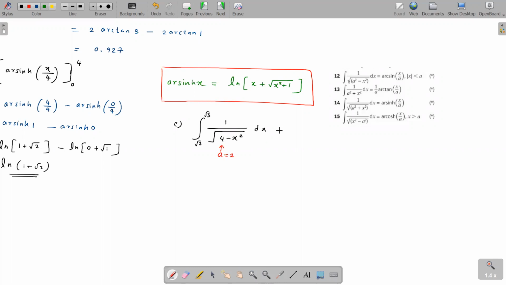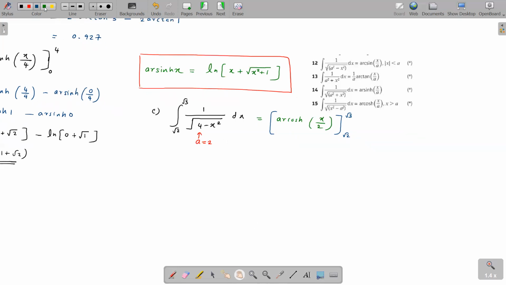Let's use the equation. So the equation is arcos x over a, where a is 2. Are you with me? And our limits are from where to where? Root 2 to root 3. So what do we get here? Arcos root 3 over 2 minus arcos root 2 over 2.